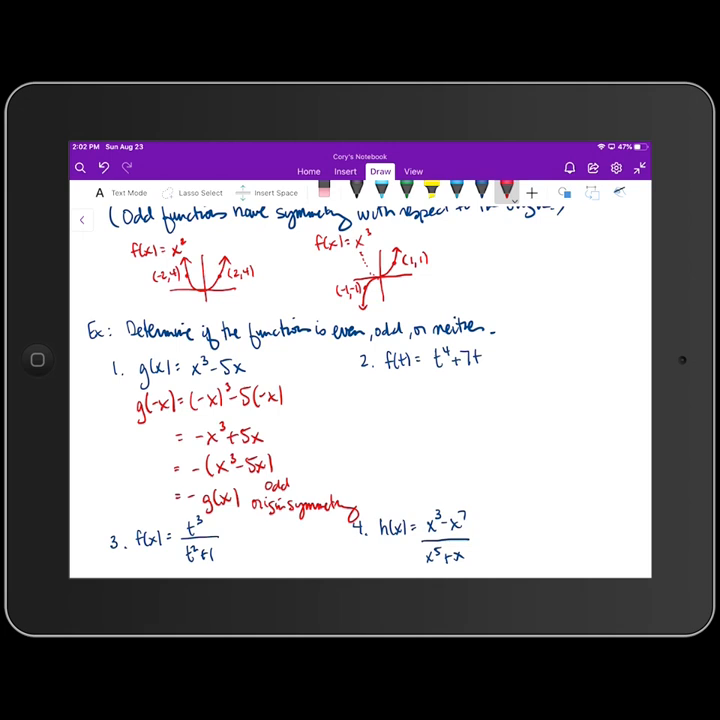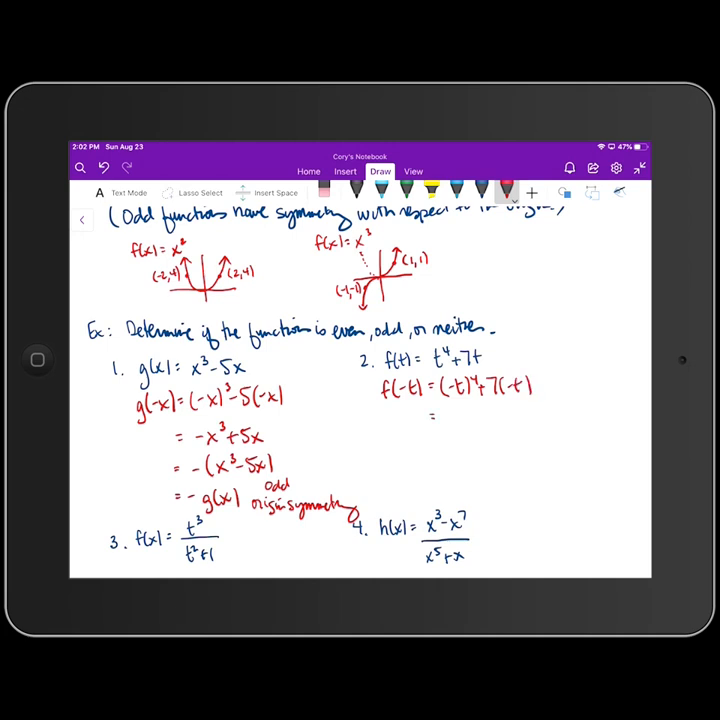Okay, when we do the same thing for number 2. For number 2, we're given f of t, which is equal to t to the 4th power plus 7t. When I take the opposite of the input value, we're going to take f of negative t. We want to see what we get as a result.